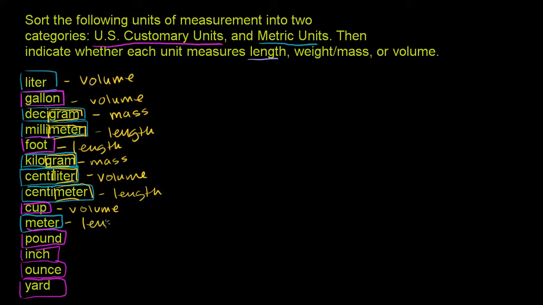Meter, that is length. We've seen it multiple times already. Pound, that is actually a unit of weight. An inch is a unit of length. I think we're all familiar with it. An ounce is, well, and you have to be careful here. If someone just says an ounce, that is 1/16th of a pound. It is a unit of weight. If it was written fluid ounce, then we'd be talking about 1/16 of a pint, and then it would be a unit of volume. But since it's just ounce, it's a unit of weight, 1/16 of a pound. And then finally, a yard is a unit of length. And we are done.